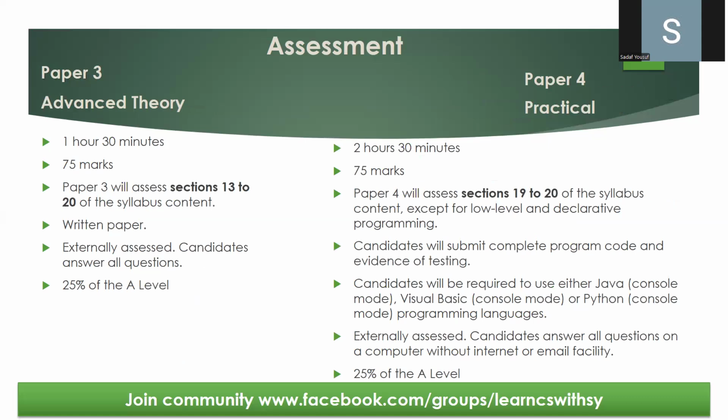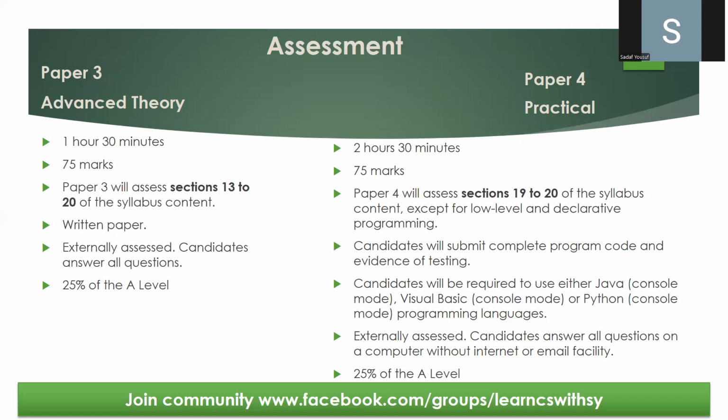After papers 1 and 2, when the students move to A level or A2, they have to appear in two more papers, papers 3 and 4. Paper 3 is Advanced Theory. It's again of 1 hour 30 minutes duration, 75 marks paper. For paper 3, students have to study sections 13 to 20 of the syllabus content very thoroughly.